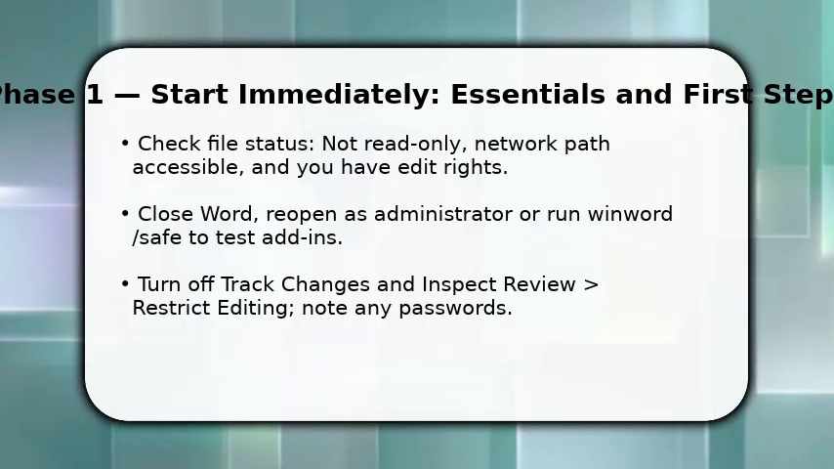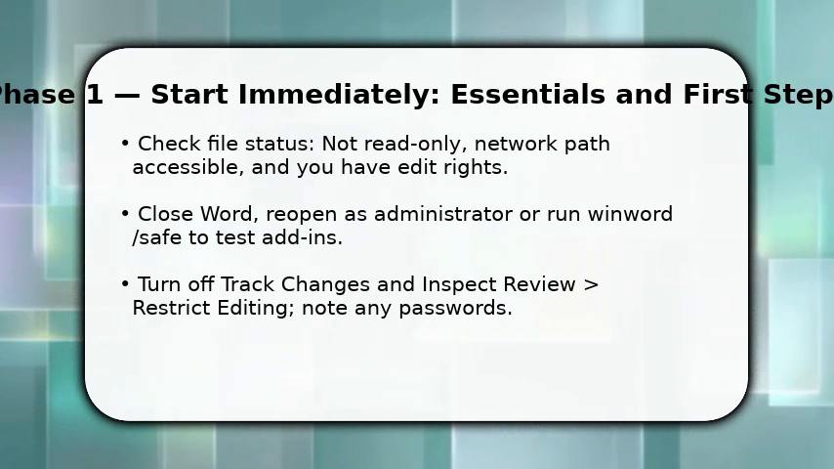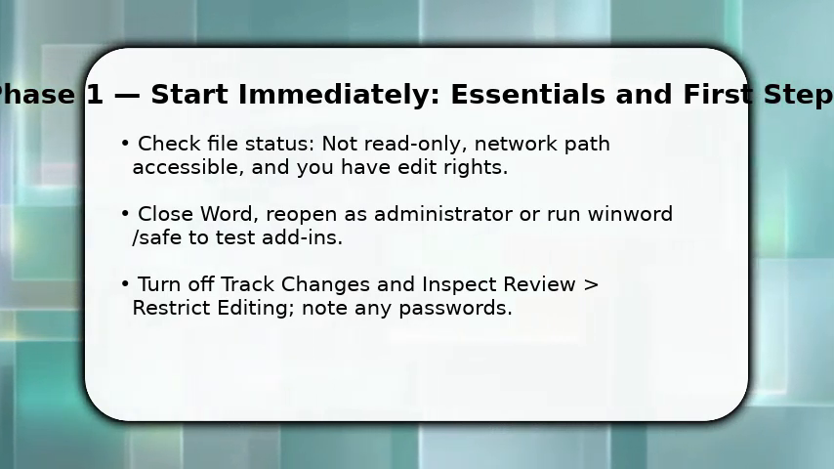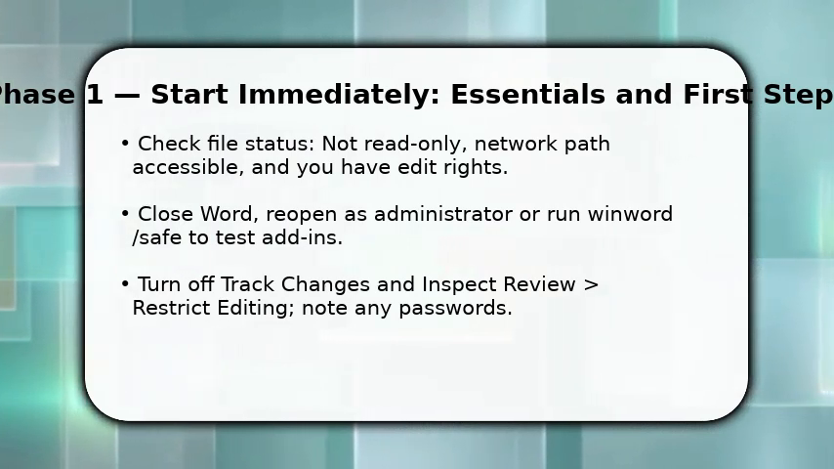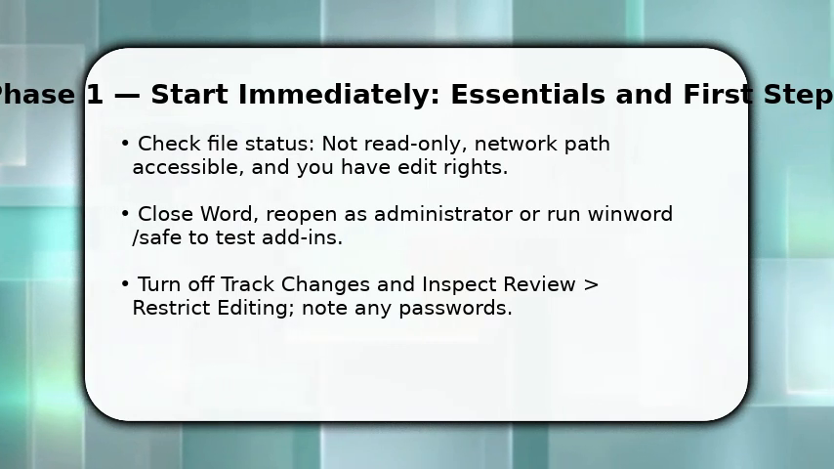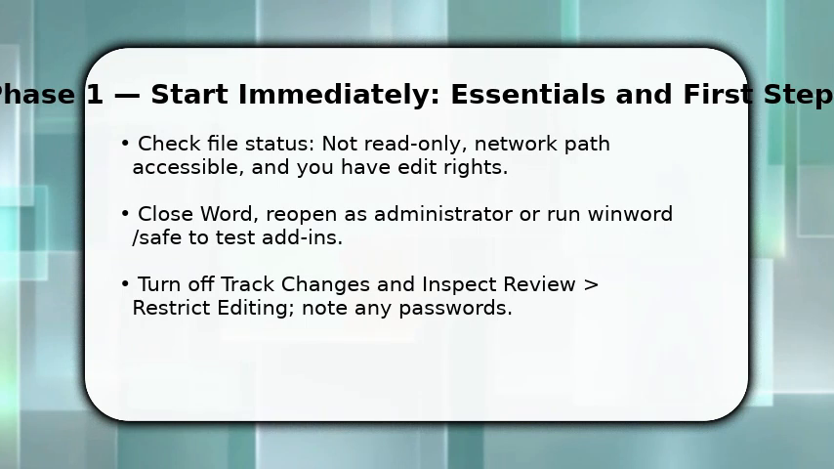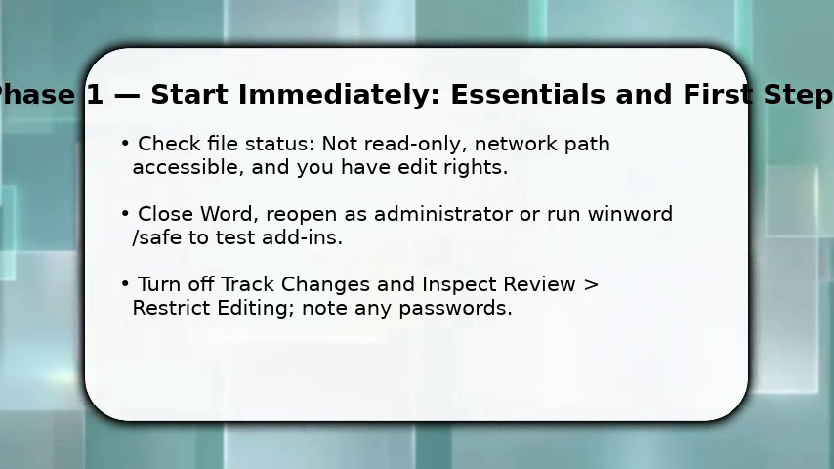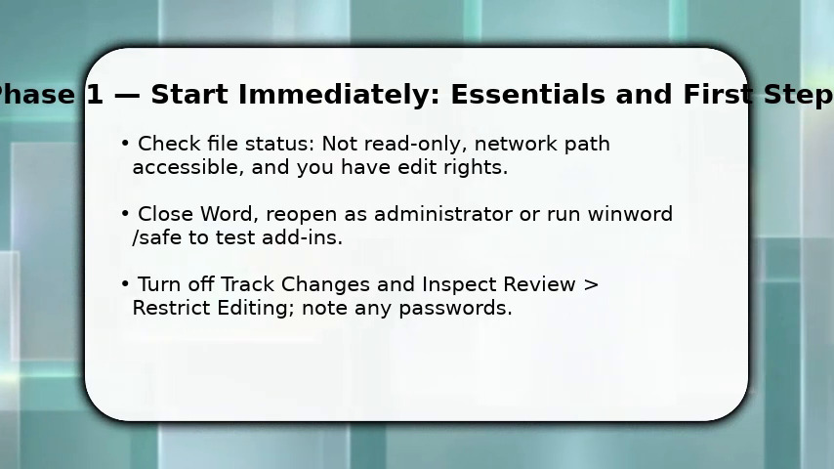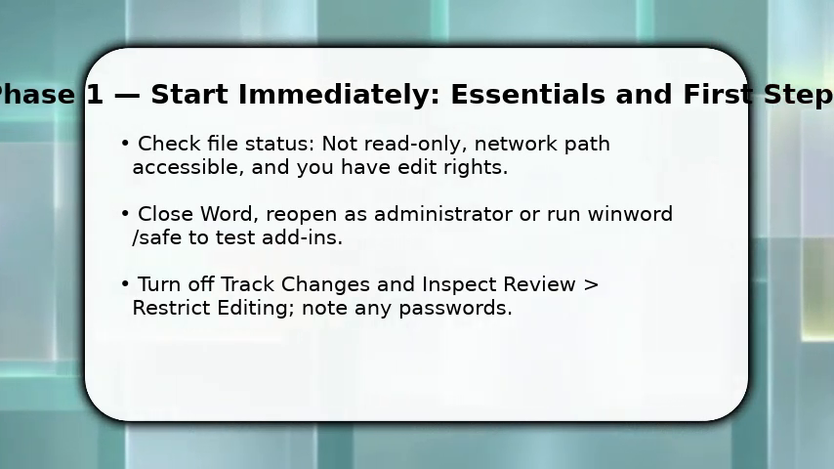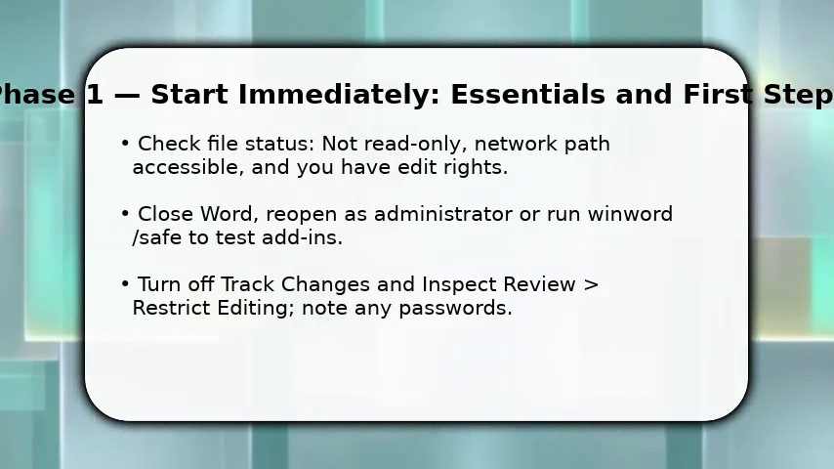You start by confirming the basics so you can act quickly. Make sure the file isn't marked read only and you have edit rights. Once done, close Word and reopen using Run as administrator or launch WinWord /safe to bypass add-ins. This isolates common interference. Then, open Review and look for Restrict Editing or active Track Changes. These often lock selection. If a protection prompt appears, note whether a password is required before attempting further repairs.